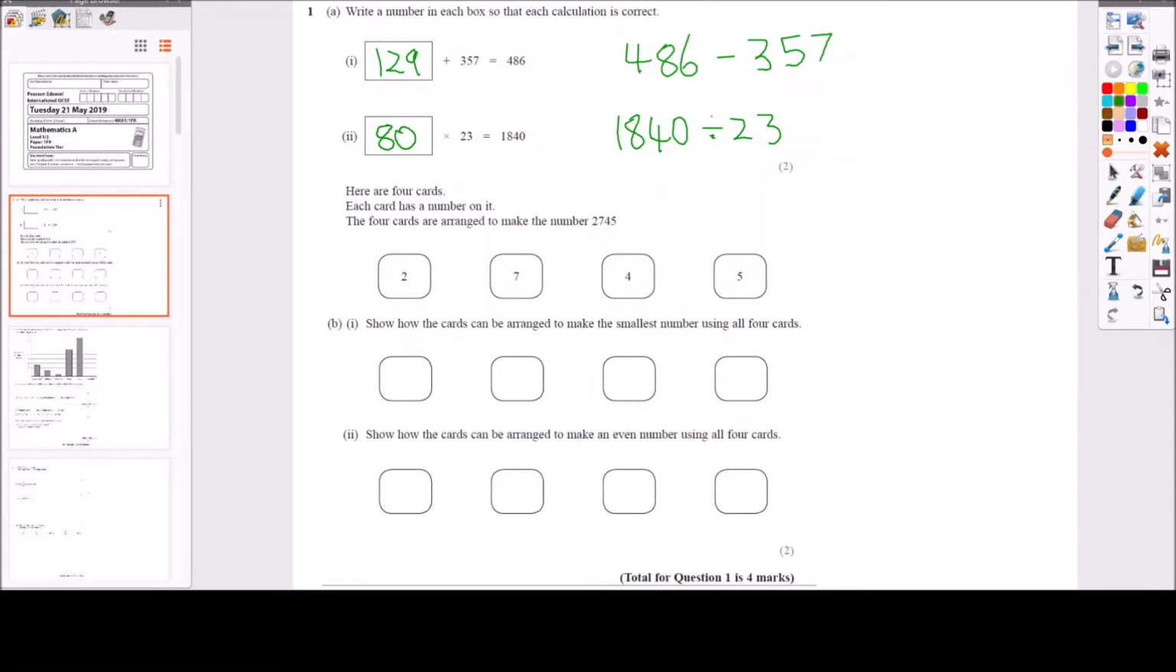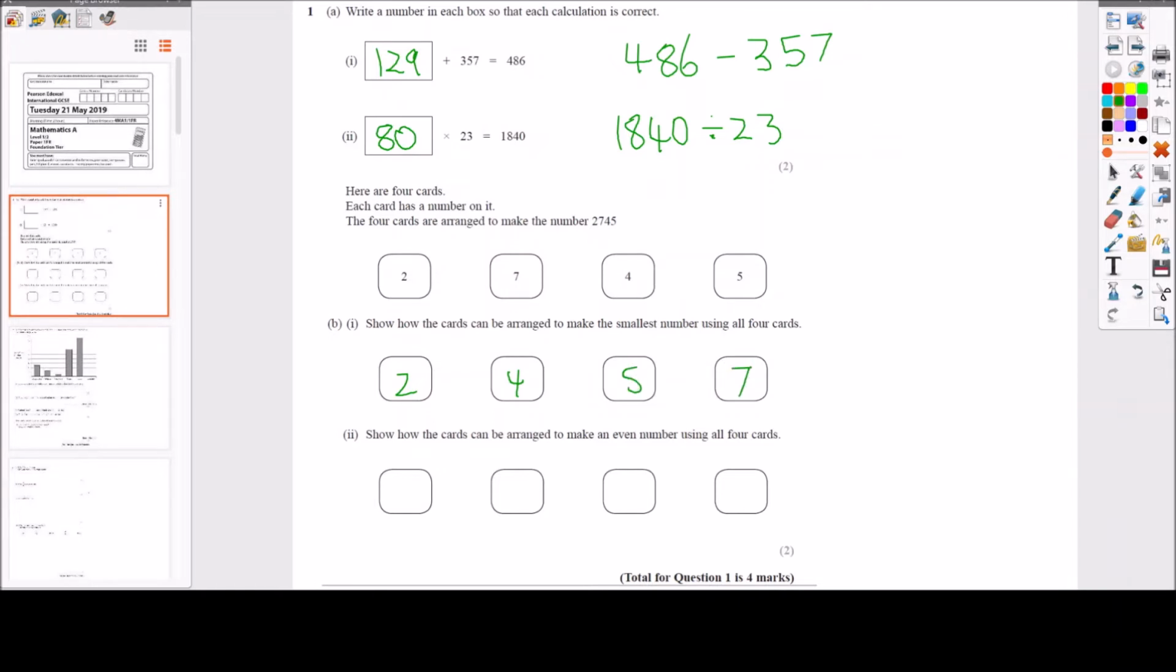So B part 1, show how the cards can be arranged to make the smallest number using all 4 cards. So to get it smallest overall, you want to have the smallest number first, then the second smallest, then the third smallest, and so on. So that's going to be 2, 4, 5, 7.